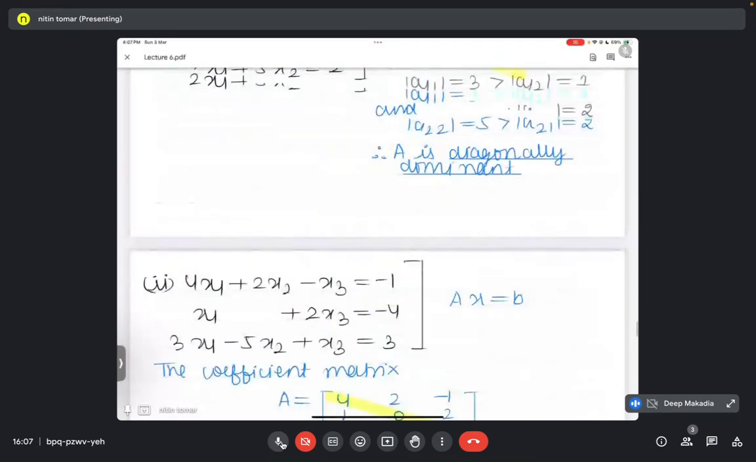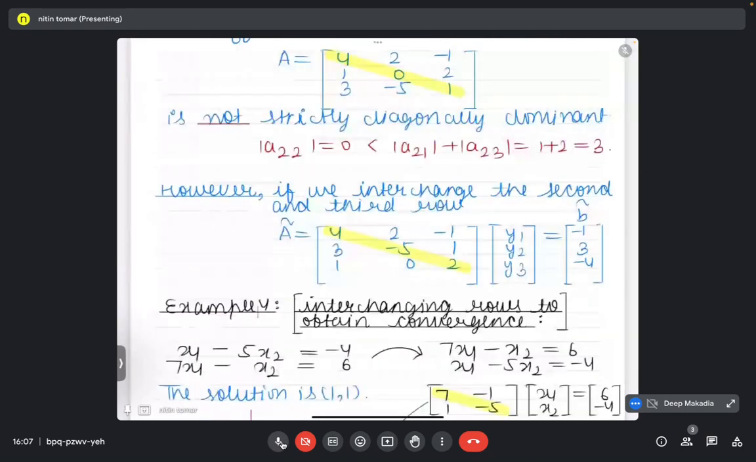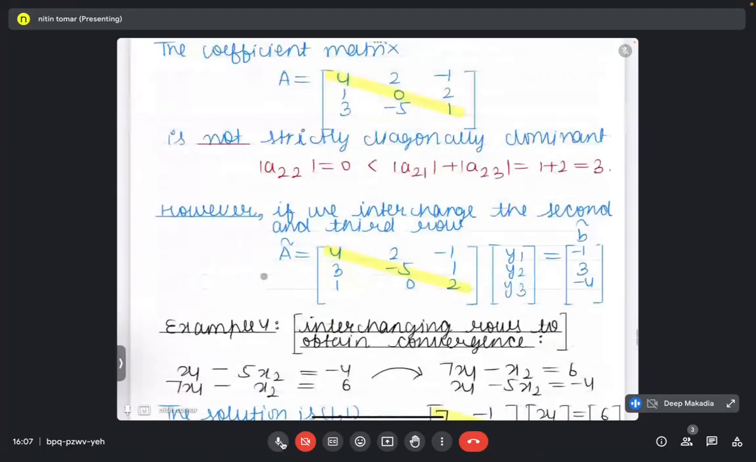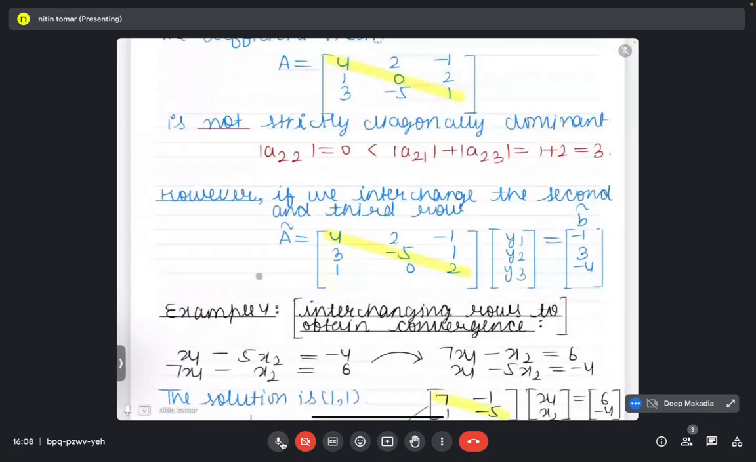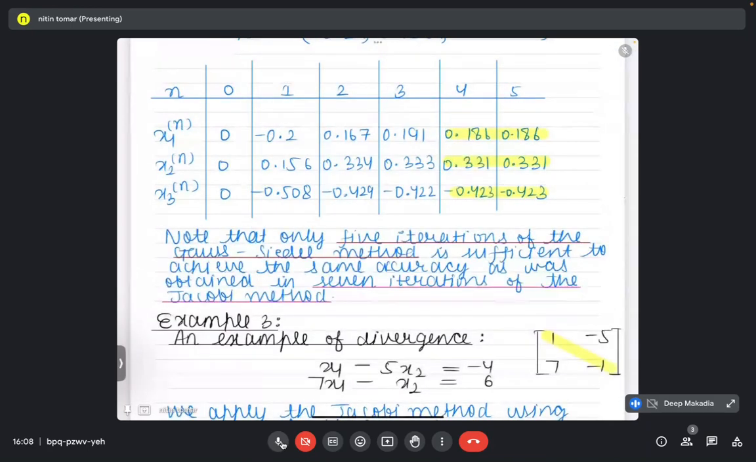But can you make it diagonally dominant by interchanging some rows? If I interchange the second and third rows, then it is fine, right? You will get this system. Am I correct? Now, can you do this with this example? The problem was it was not diagonally dominant. Now you make it diagonally dominant by interchanging and try to find the solution by both the Seidel and Jacobi methods. Okay?